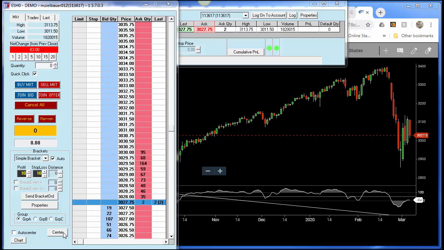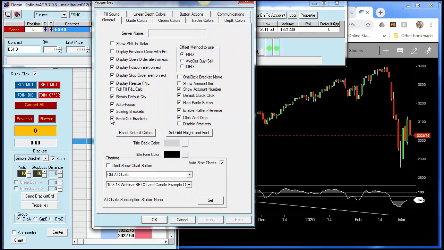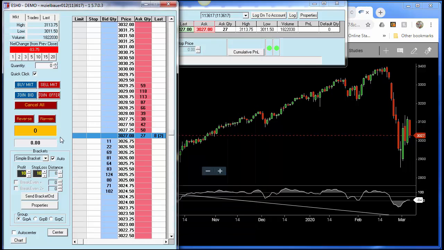So the first thing you need to do, and you can see the market moving around, right? It's going crazy. I generally do not like having auto center checked. I uncheck that and click center periodically. So first thing you want to do is pull up the Infinity AT trading platform, select properties, and make sure in the bottom right hand corner breakout brackets is checked. It's a good habit to click set and then OK. So now I have breakout brackets available to me and I want to set up a strategy.